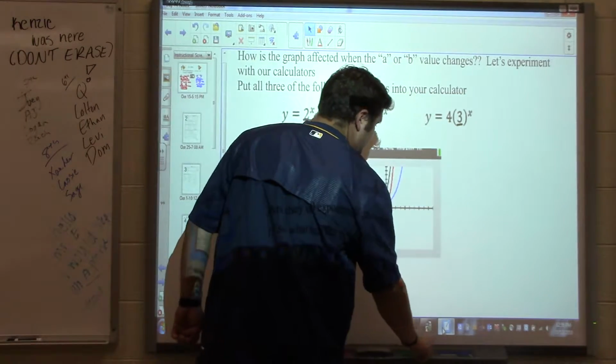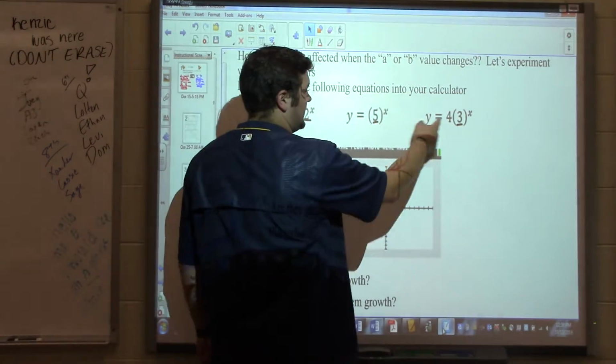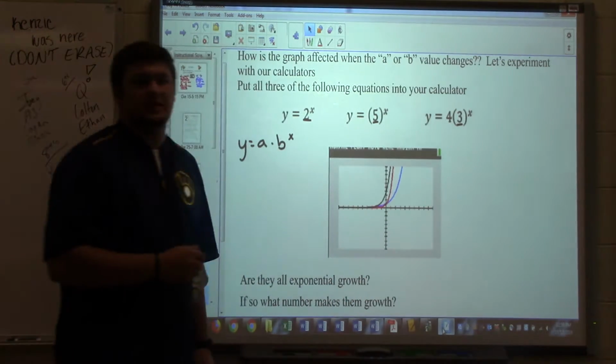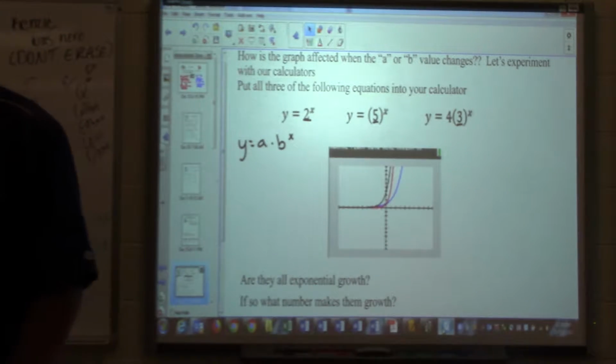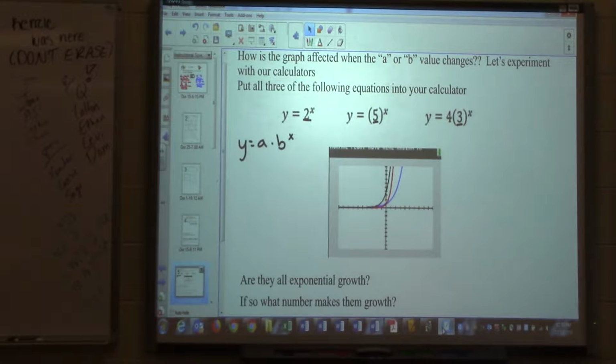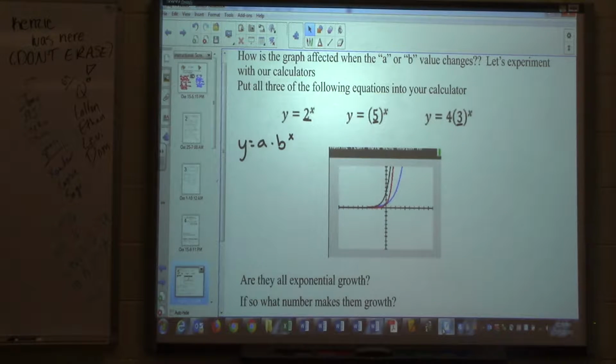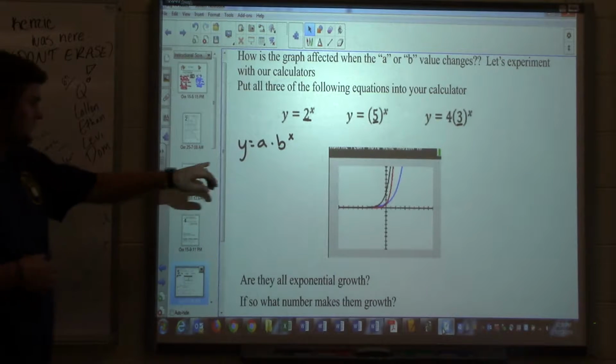As my numbers got bigger, my graphs got steeper and steeper. So as that A value in front changes, as that A value gets bigger, the graph is going to get steeper. So as the A gets bigger, it's going to get steeper. Right?